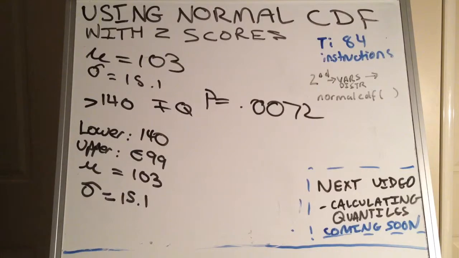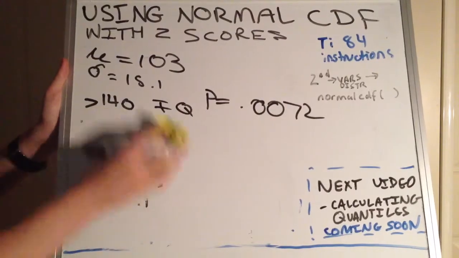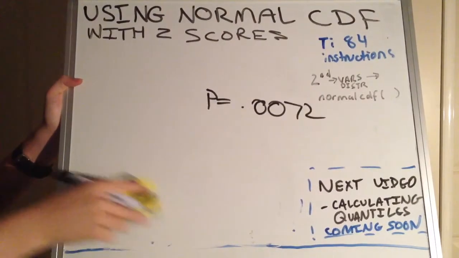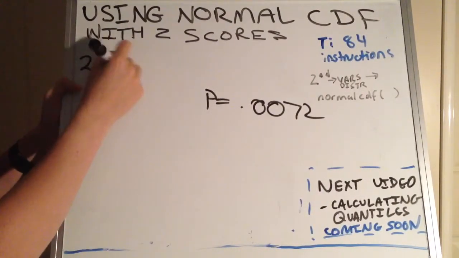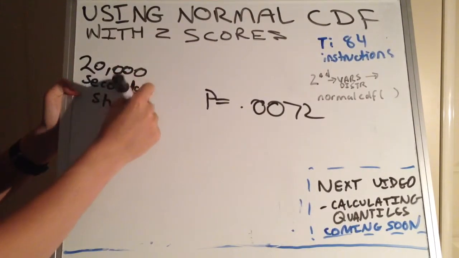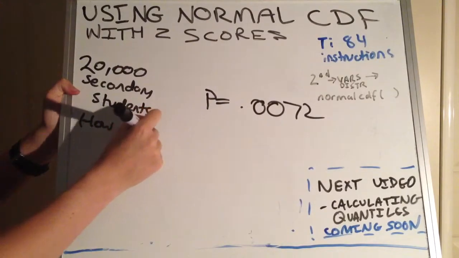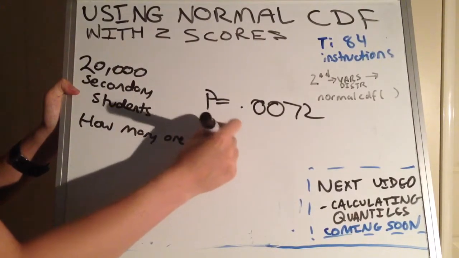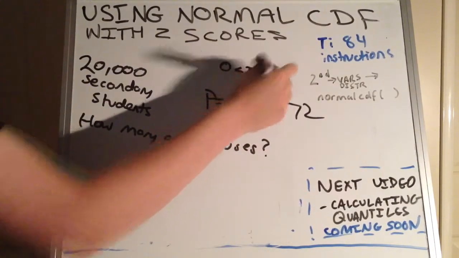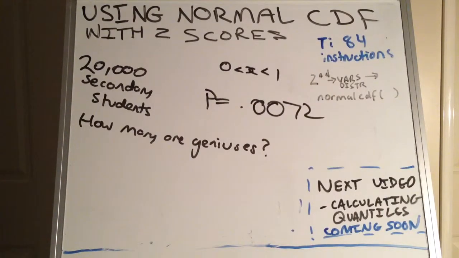So let's actually bring a little bit more contextuality back to this. Let's say that there are 20,000 secondary school students in this town, so we're looking at quite a large town, and we want to know how many are geniuses. In order to do this, because this is a probability, so again it's between 0 and 1, what we can do is simply multiply the probability by that value there that we just calculated.